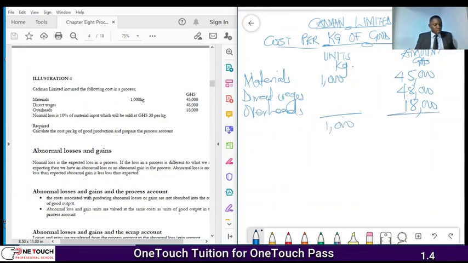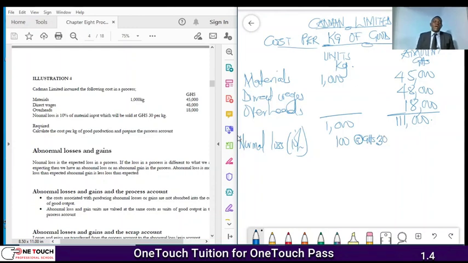So at the end of the day, the total cost is 45 plus 48 plus 18. That gives us 111,000. Good. Now let's deduct the loss, the normal loss. The normal loss is 10%. So 10% of 1,000 is 100 kg. Now this normal loss can be scrapped at 30 Ghana cedis per one.